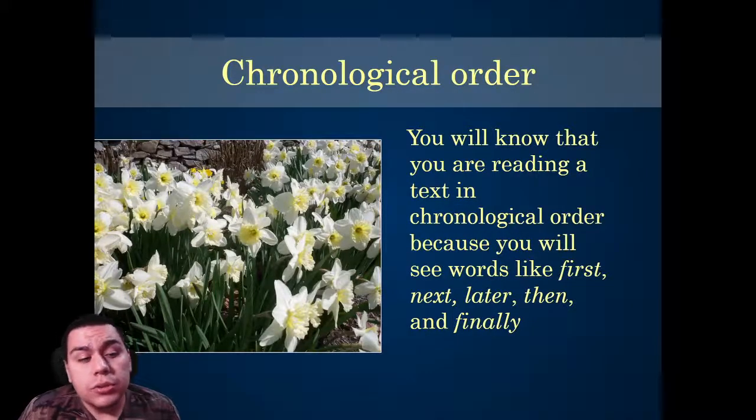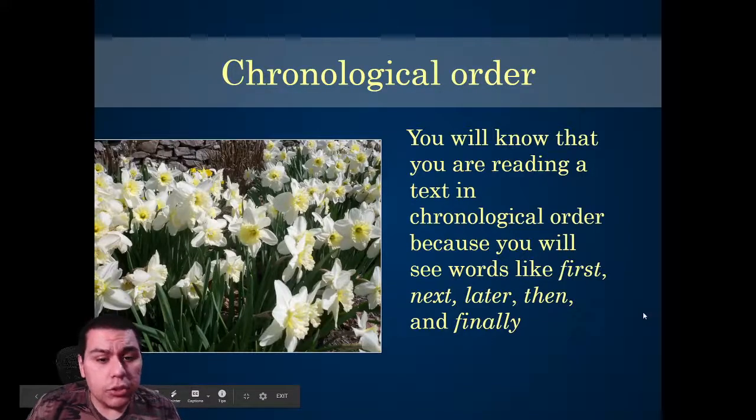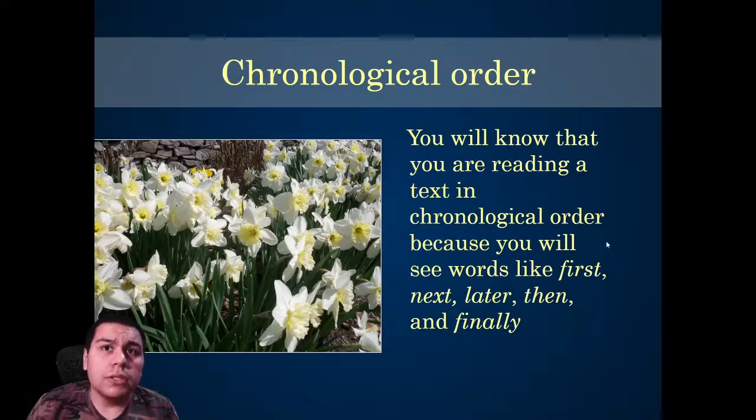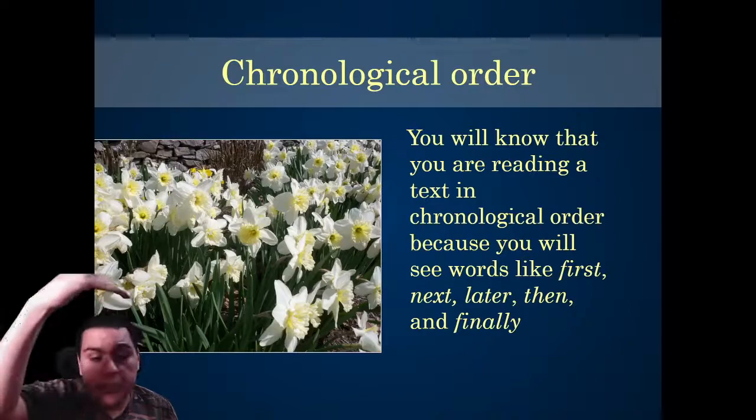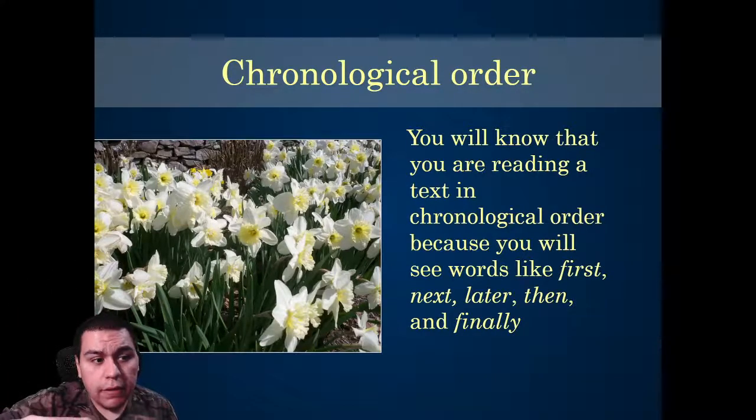So there are some clues when you're reading a piece of text, a piece of writing, that give you clues that it's written in chronological or sequential order. A lot of times when something is written in chronological and sequential order, they use words like first, next, later, then, and finally. Because those kinds of words let us know what happens at the beginning, what happens after that, what happens at the end.